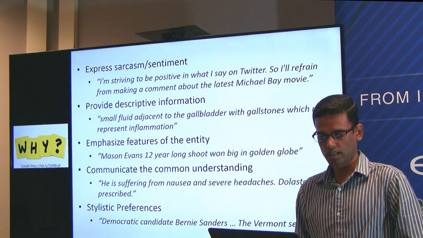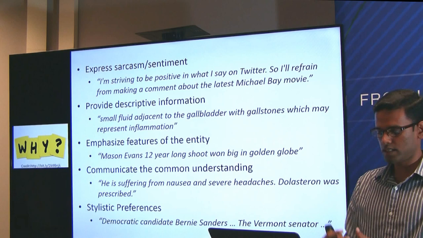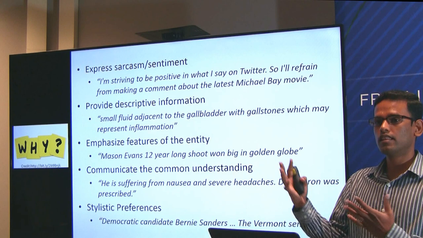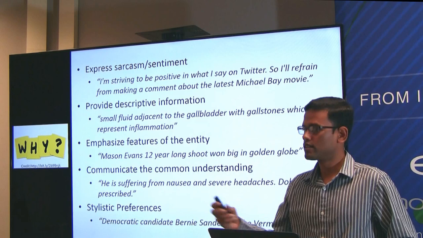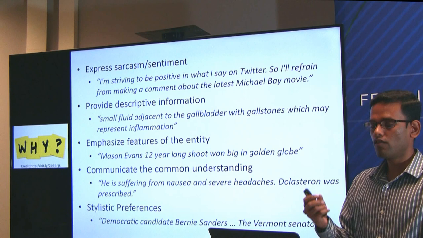And sometimes you are more focused on emphasizing the features of the entity rather than expressing the entity itself. So the third example right here says Mason Evans, really a long shot, won Golden Globe. There's a difference between this and saying that Boyhood won Golden Globe, right? Because you want to say that it's a 12-year long shot, that's a very distinct feature of the movie that distinguishes this movie from the others. So the speaker wants to emphasize this in his communication.